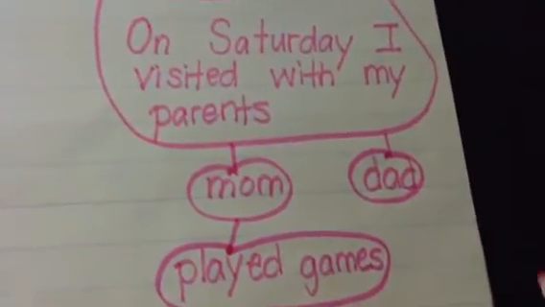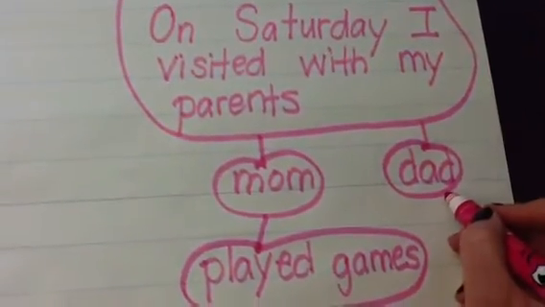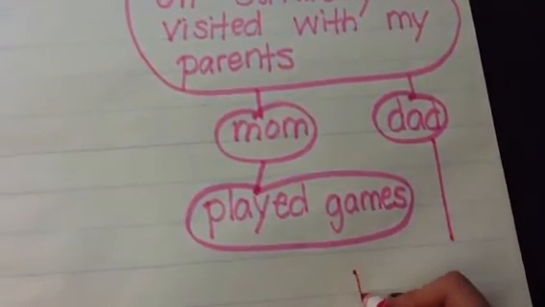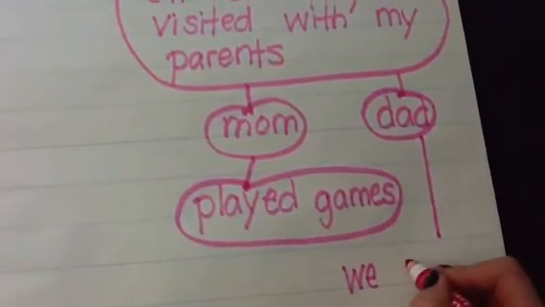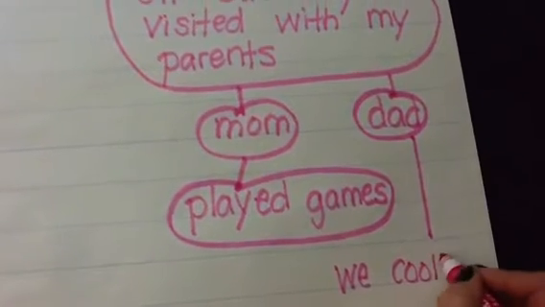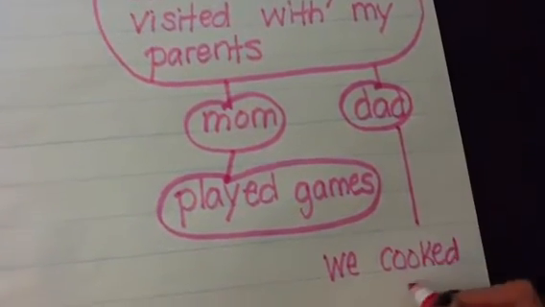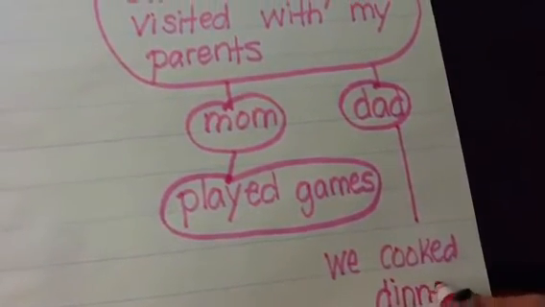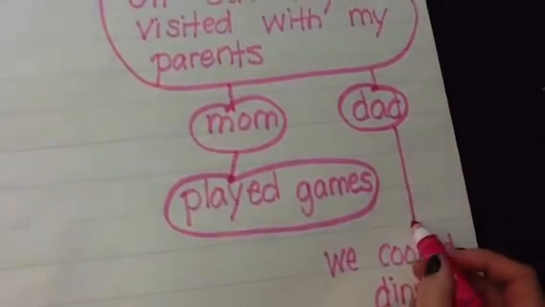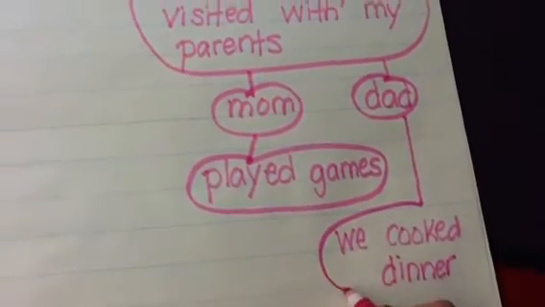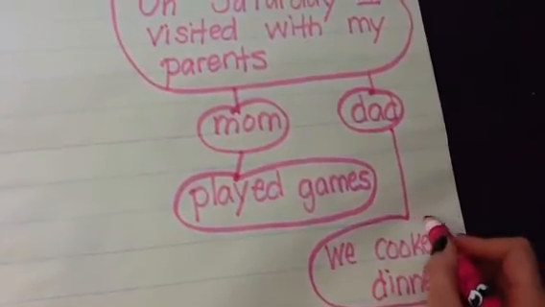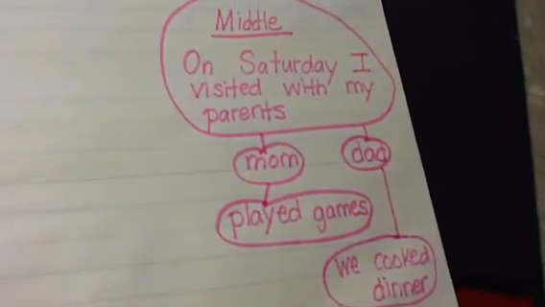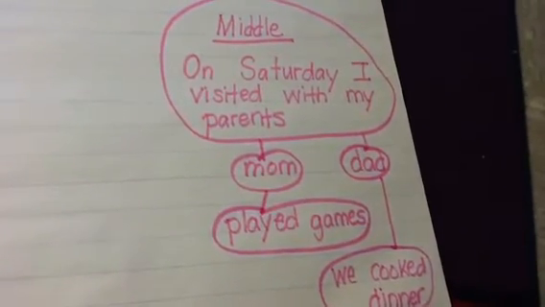Now I need to think of what I did when I was with my dad. We cooked dinner. I want you to think about at least two details you did at the middle of your event. Press pause and write the two details you did now.